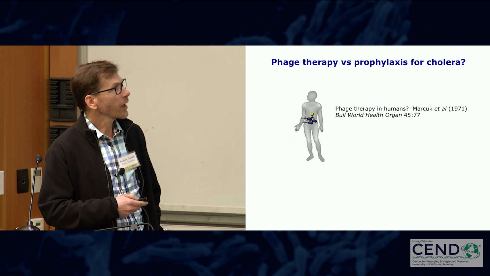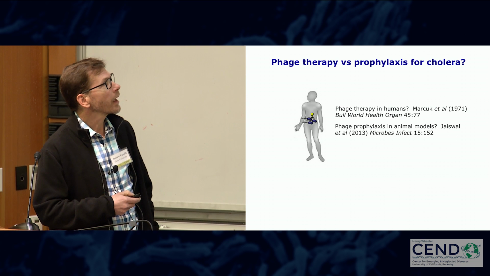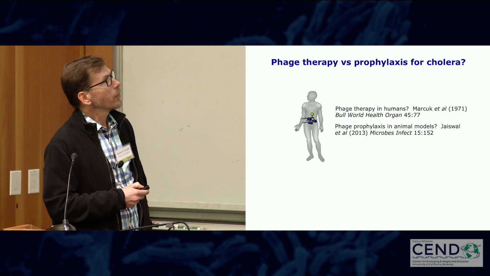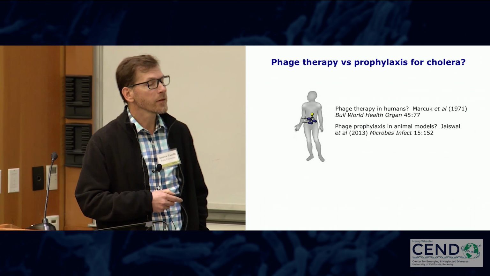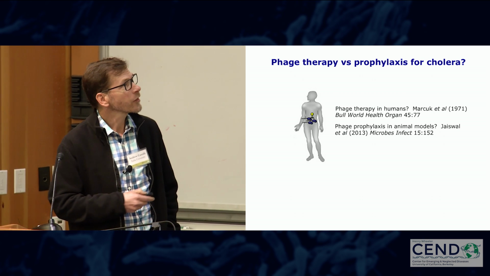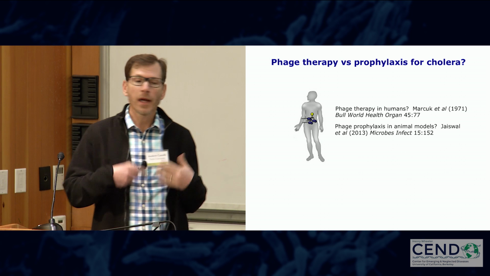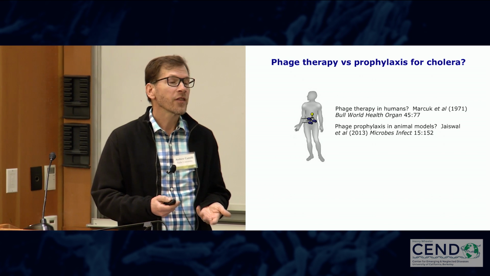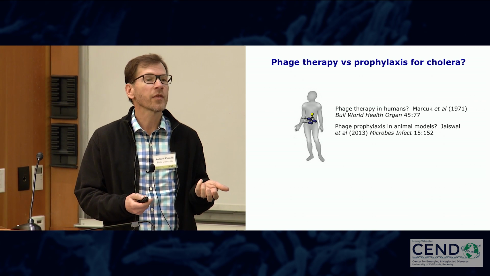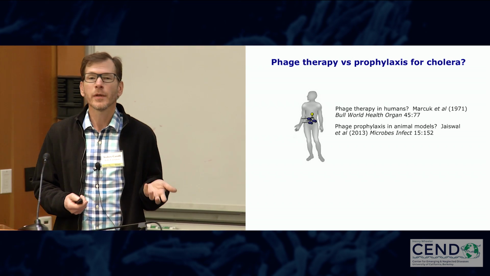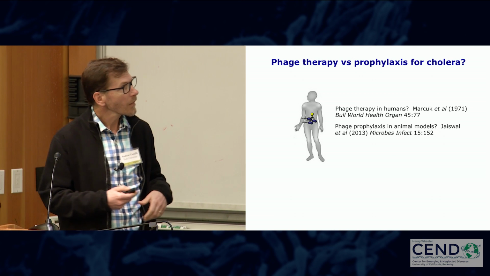There have been a few papers on this, mostly from the Sarkar lab in India, and they had a paper in 2013 that didn't bode well for phage prophylaxis. They were using an adult rabbit model of cholera, and it did not protect the animals, and they saw that the titers of the phage dropped 100-fold after just a few hours in the intestinal tract.